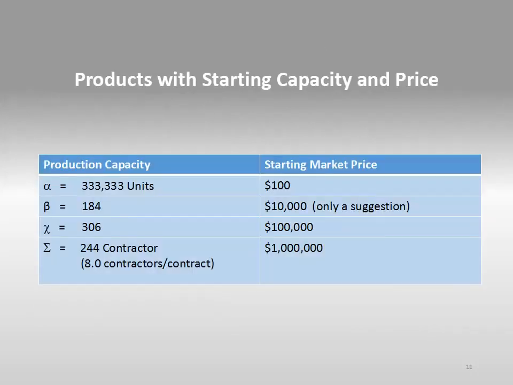This slide is just to remind you that all teams start off at the same levels. Production capacity of alpha, beta, and chi, you can see there. And in the case of sigma, everybody starts off with 244 contractors. And you can observe the starting prices.